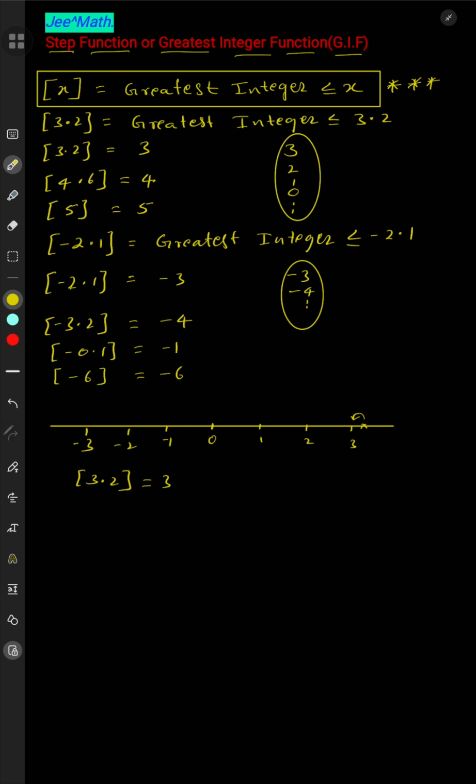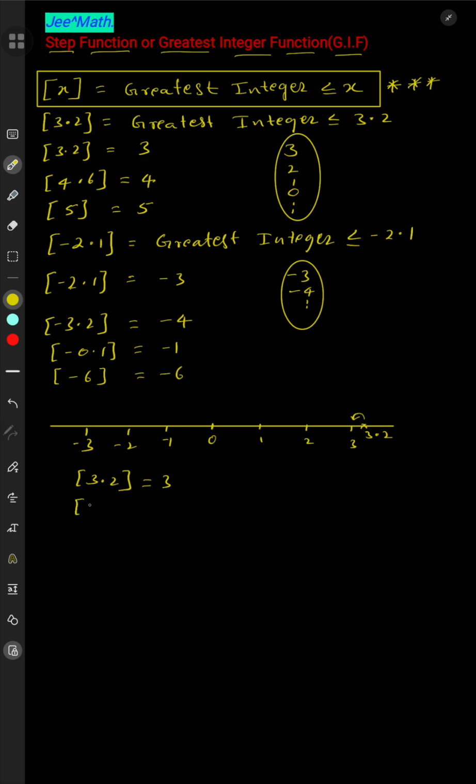So the step of x is the greatest integer less than or equal to x, right? In that way, for 3.2, the lesser integers will be on the left side. These are all lesser values than 3.2. Among all those, the greatest one is 3. That's why we are taking just the left side integer of 3.2, that is 3. In that way, we can easily find the step of some value.